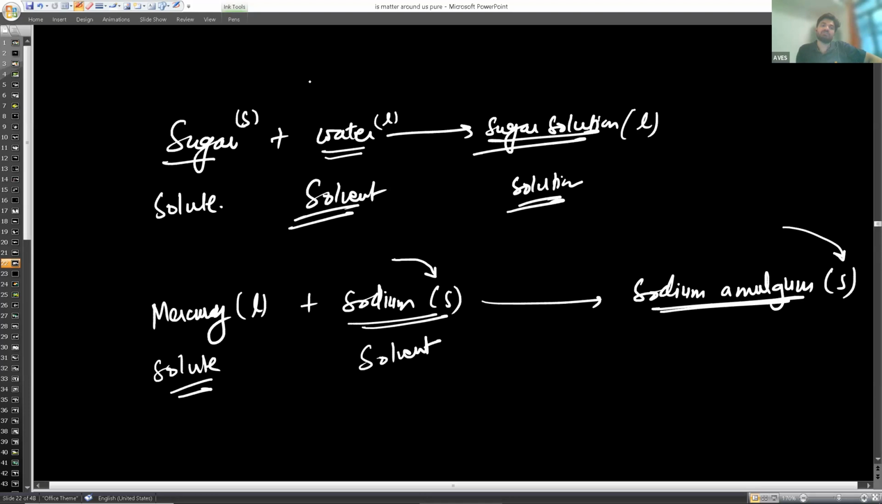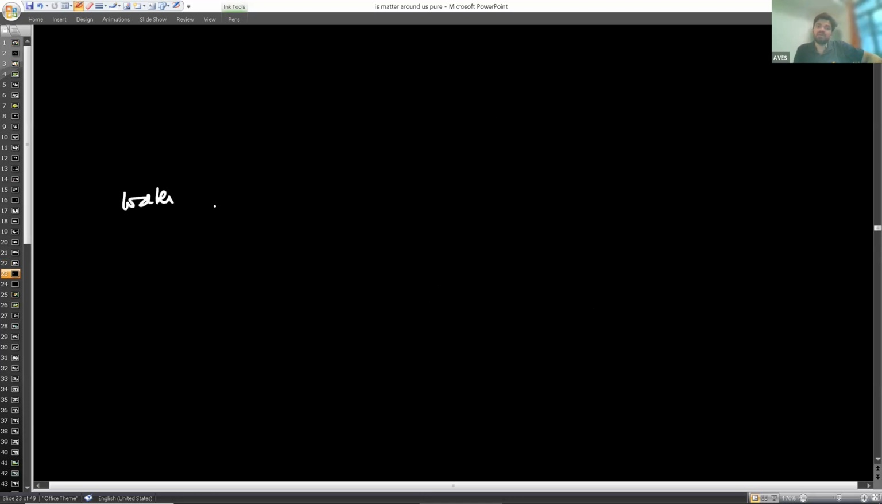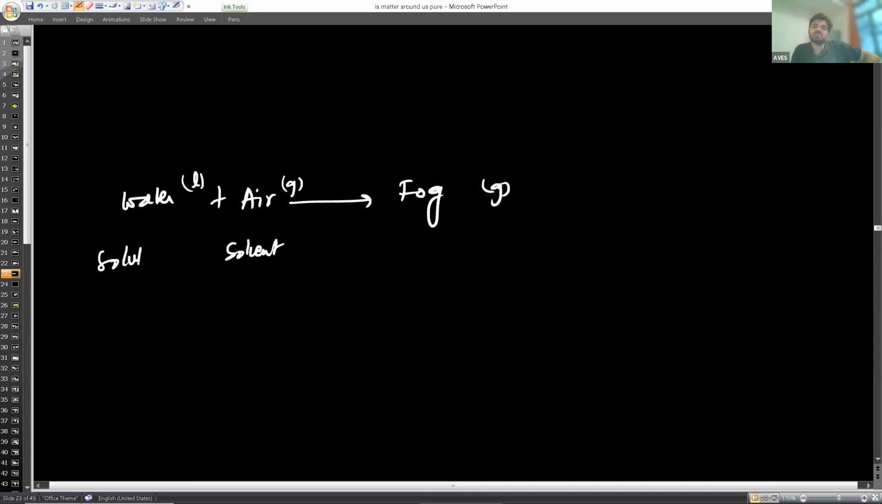Like for example, minute water droplets in air will give you fog. Fog is a gas. Air is a gas and water is a liquid. Can you tell me which is the solvent here? Air. Air is the solvent and water is the solute. Got it? Yes, sir. Similarly, smoke means carbon particles which are solid.